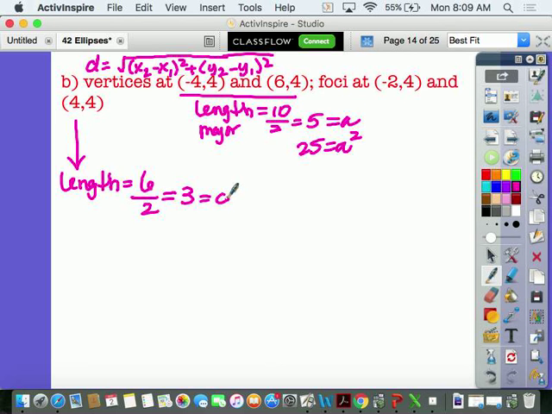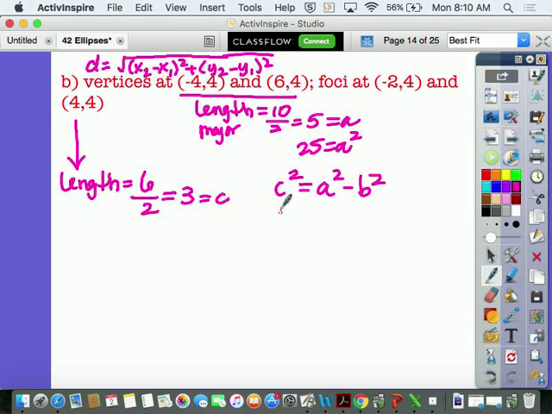So to find the value of A, we just figure out the length from vertex to vertex, and then we divide by 2 to get the value of A. To find the value of B, we figure out the distance from co-vertex to co-vertex and divide that by 2. To find the value of C, we find the distance from focus to focus, and then we divide that by 2. And then we use this information to help us figure out B, because you know that C squared equals A squared minus B squared, so we pretty much plug in.